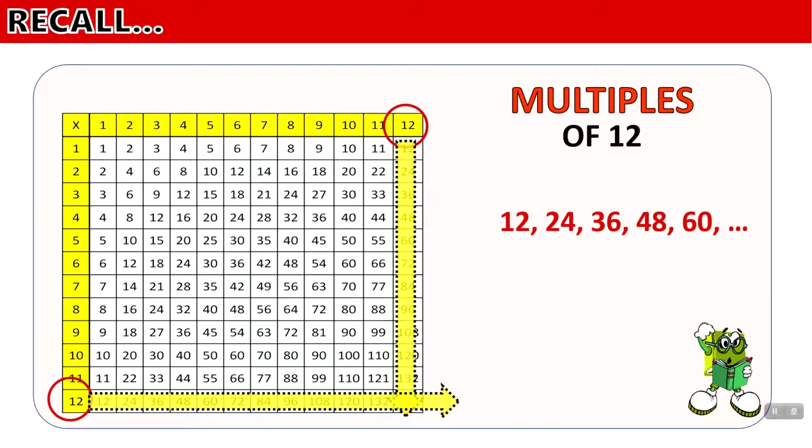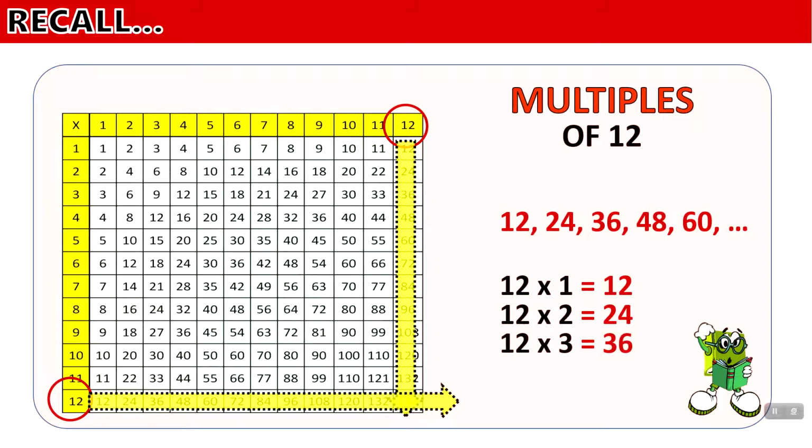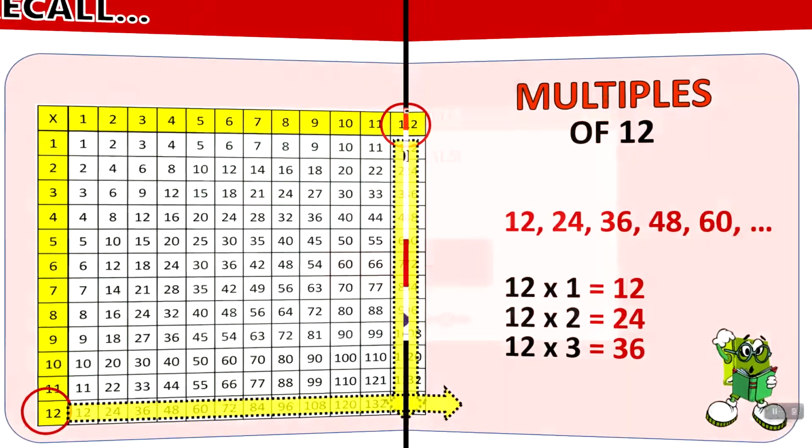And so any multiples we want to find, we can look in our timetable. 12 times 1 is 12. 12 times 2 is 24. 12 times 3 is 36. This makes all of these numbers multiples of 12.